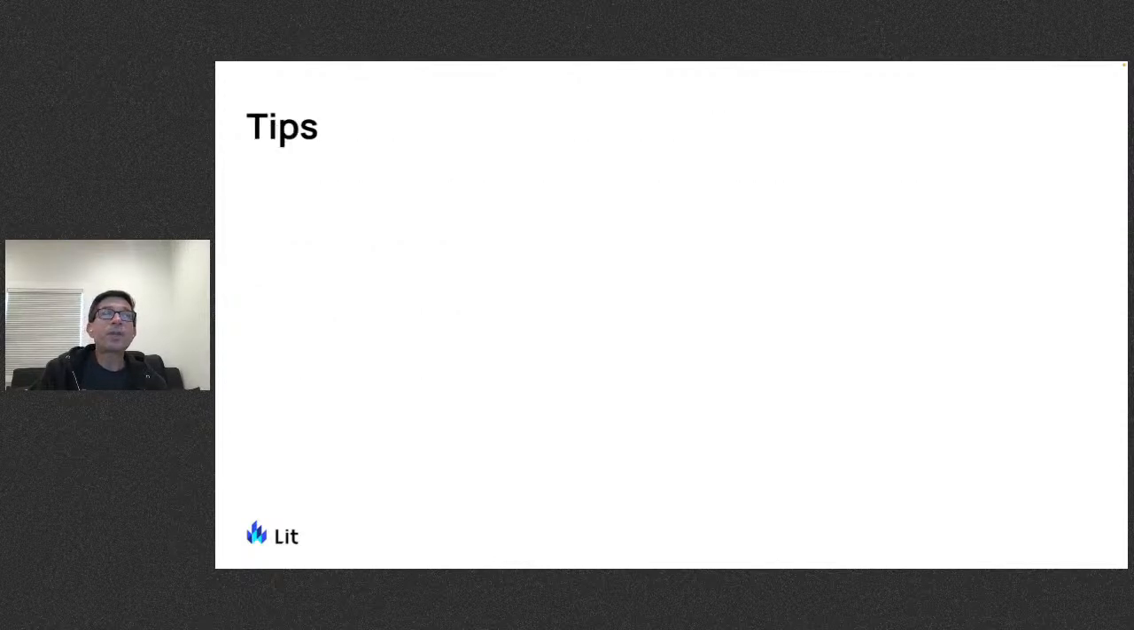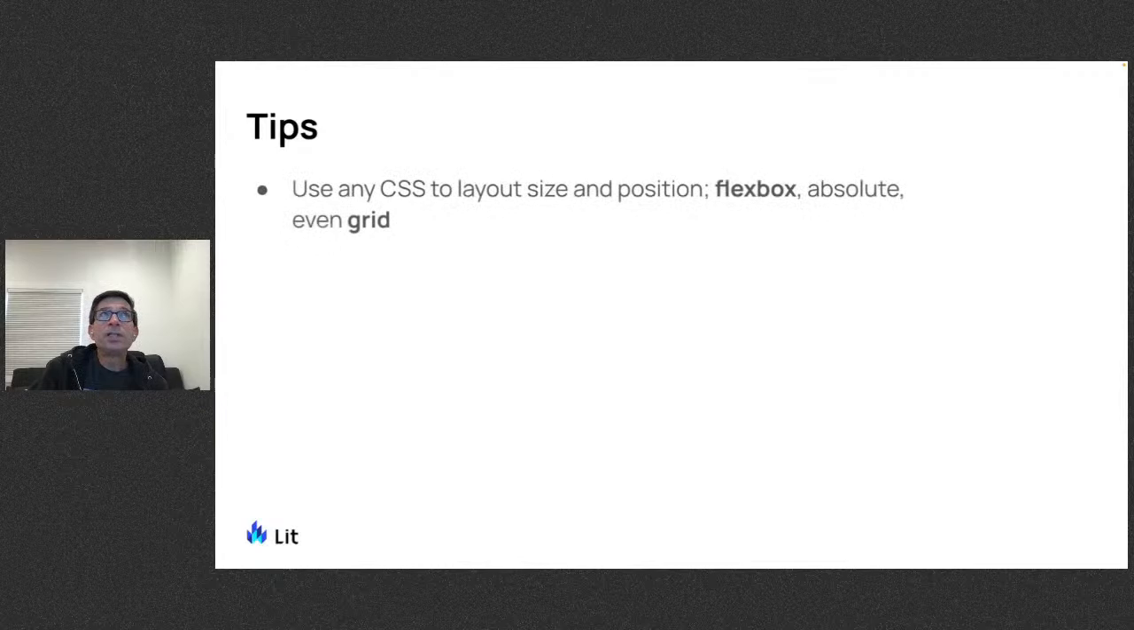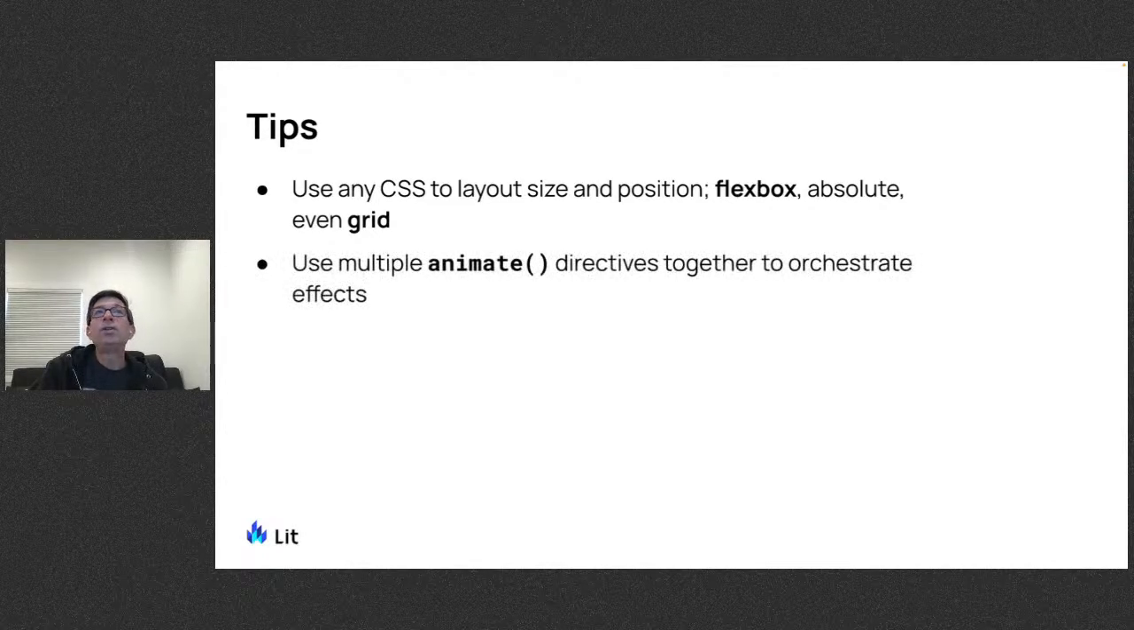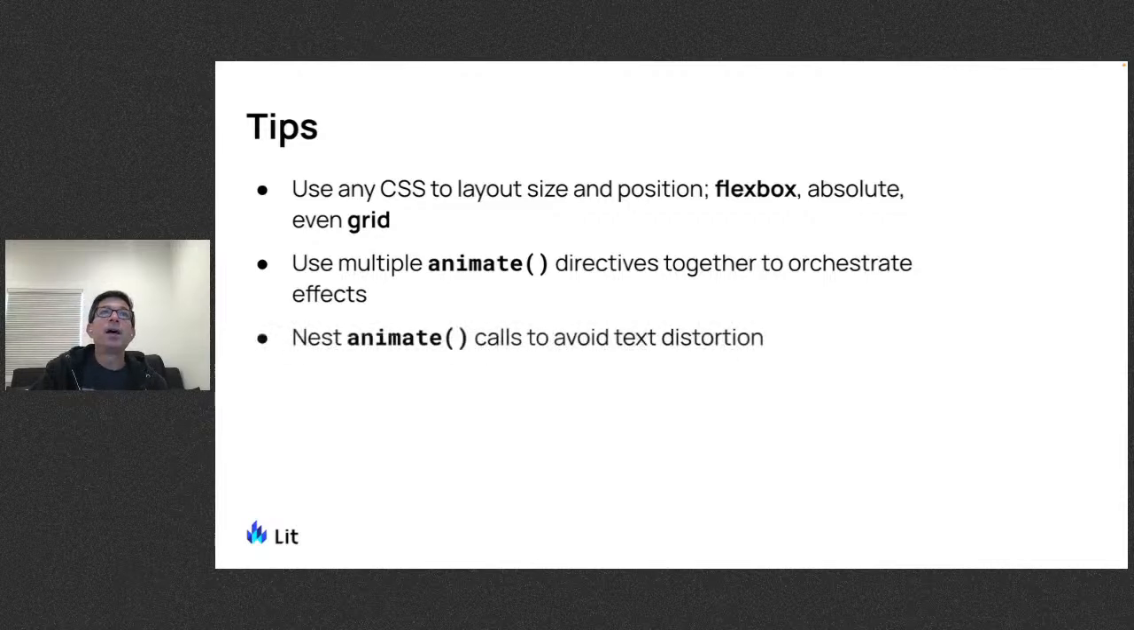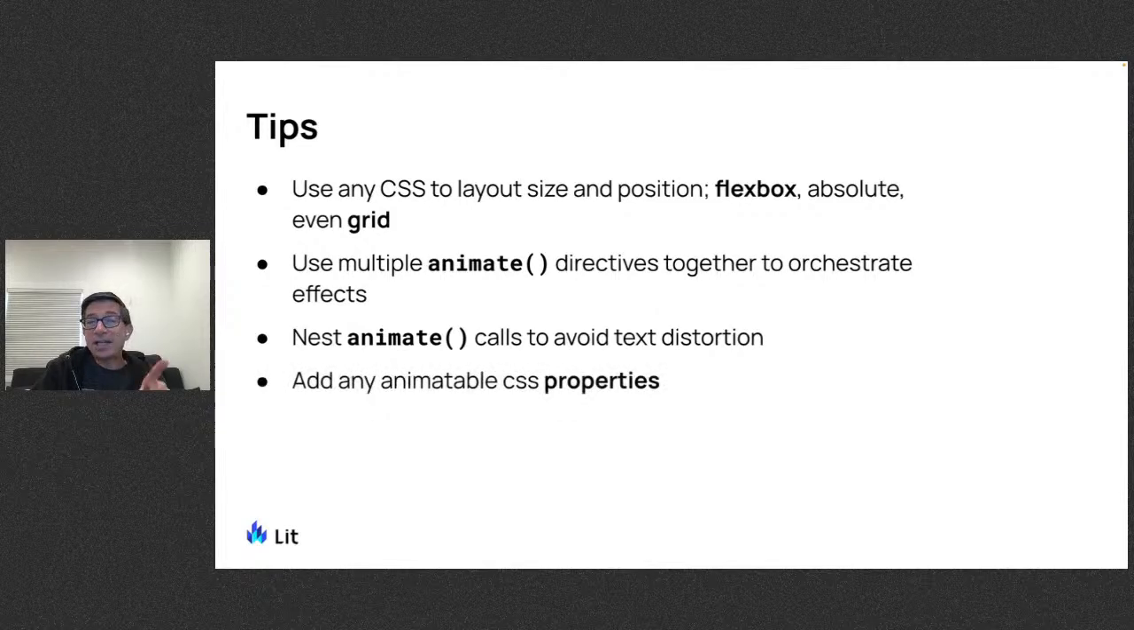So some tips for using the animate directive. Again, you can animate however you want: flexbox, absolute positioning, CSS grid, whatever you want. It's awesome. You can use multiple calls to animate together to produce some really cool effects like we just saw in the examples. I'll show an example of how you can use animate to avoid a little bit of a gotcha with text distortion.